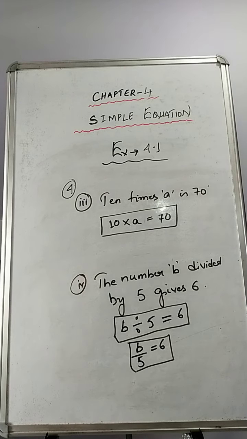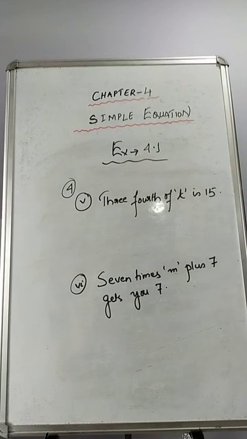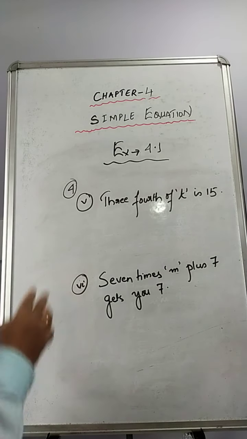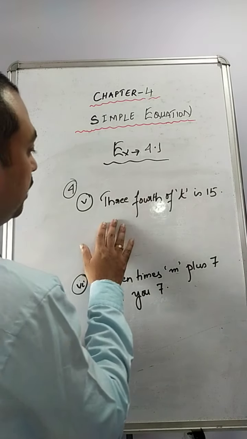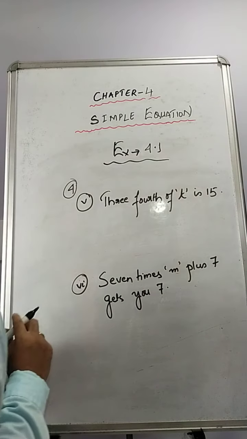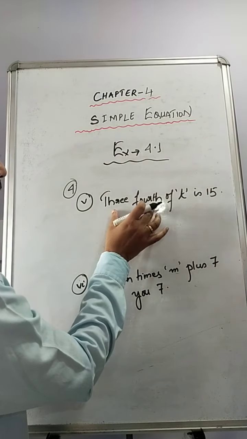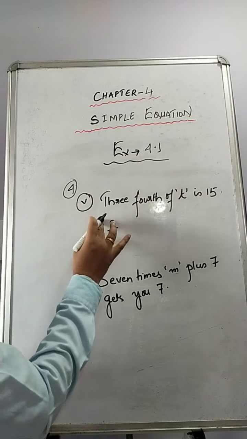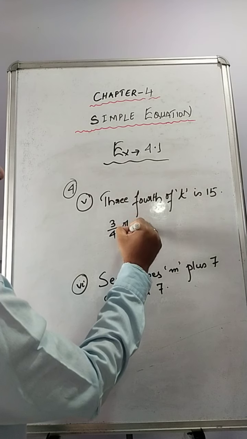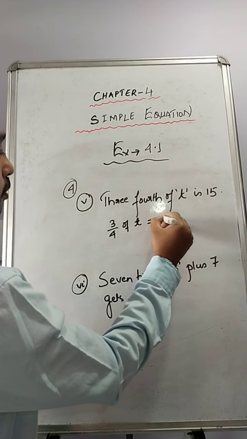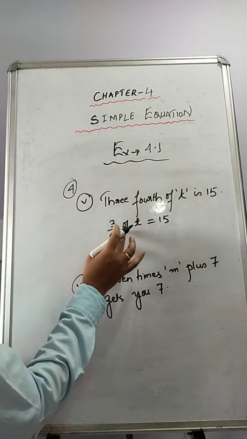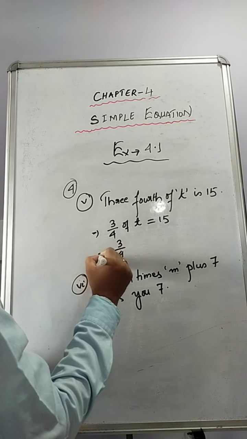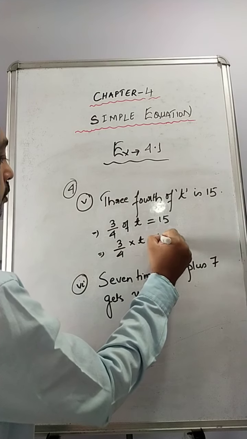Now let's move on to sum number 5. On the screen you can see sum number 5 and 6 written. Let's do sum number 5. We have 3/4 of t is 15. Now what is 3/4? 3/4 is written like this, 3 by 4. 3/4 of t is means equals to 15. In place of of, you can write 3 by 4 into t equals 15.